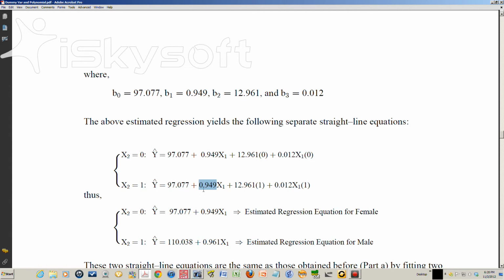I was able to generate these two equations by just using a dummy variable, using gender as a dummy variable, and these two equations are a result of this one equation. Now, go back to the SPSS. I'm going to talk a little bit about the dummy variable and the characteristics of a dummy variable.